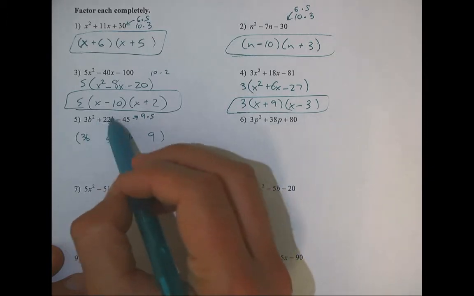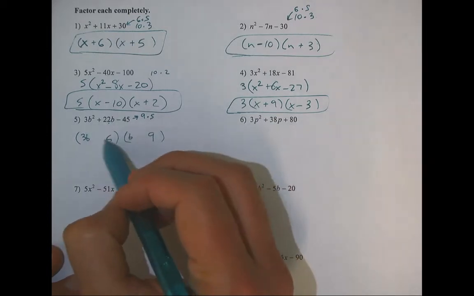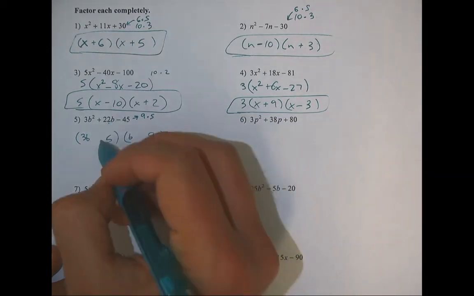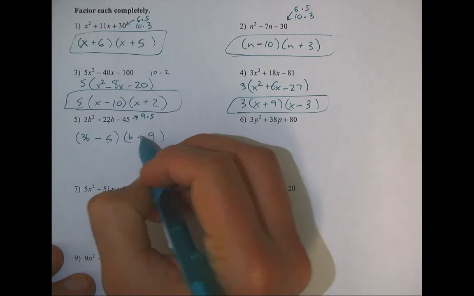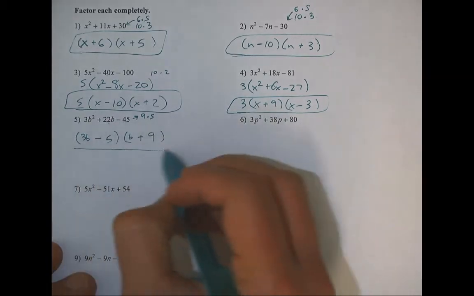And I do need to consider where my positives and negatives are. I need a big positive 22. So that 27 I'm creating needs to be the big positive. The 5 will be the negative that knocks me down. So it's negative 5, positive 9, which will create the positive 27. So this is my final answer.